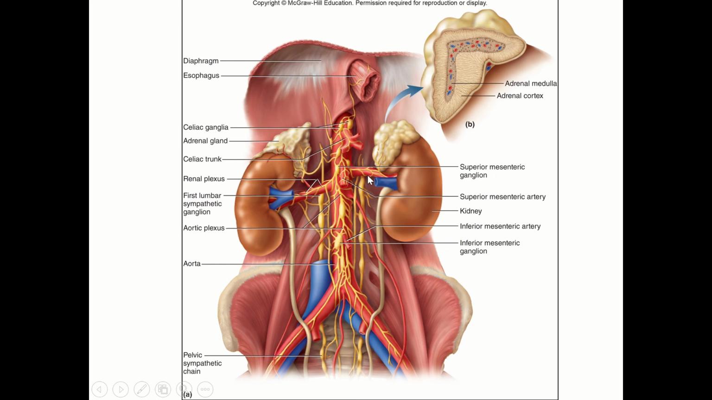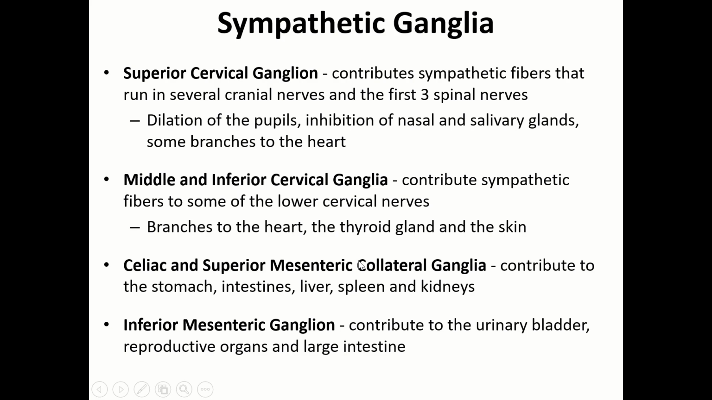Your sympathetic trunks, again, can be seen here on either side of the abdominal aorta or the spinal cord. So there are a few names right over here that I do want you to know. The superior cervical ganglion is going to contribute to those activities of sympathetic nerves associated with the pupils, nasal and salivary glands, and some of the branches to the heart. The middle and the inferior cervical ganglia, closer to the face, are going to be innervating structures that are higher up above the thoracic region of the body. Contains organs such as the heart, thyroid glands, and the skin of the face, the chest, and the neck.